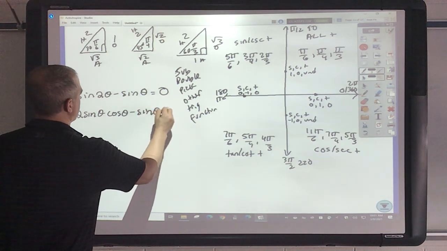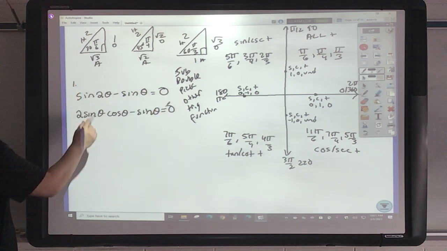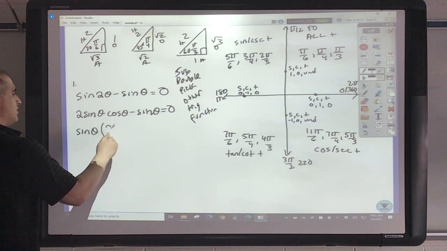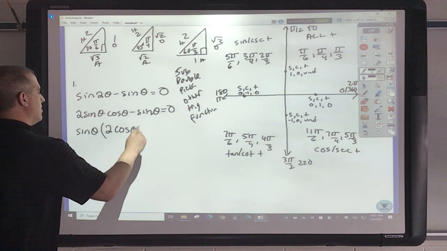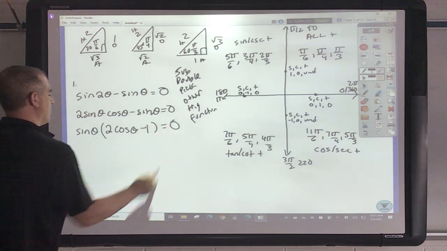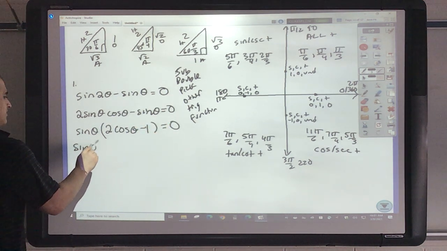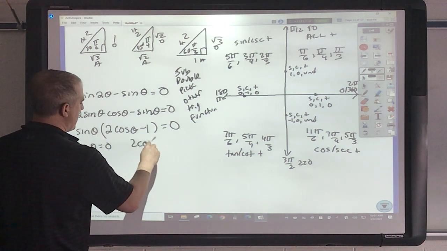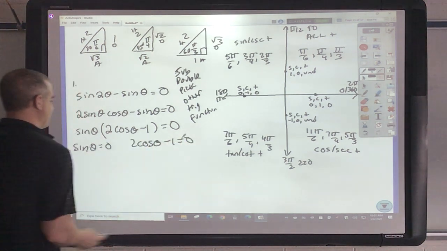Sine of theta equaling 0. This is actually pretty easy. There is a common denominator here of sine of theta. So what I got is 2 cosine of theta minus 1 equaling 0. So I would set both of these equal to 0. Now, if you want to do the x and y deal, you can. Does not matter to me, okay? Whatever you find is easier, okay?